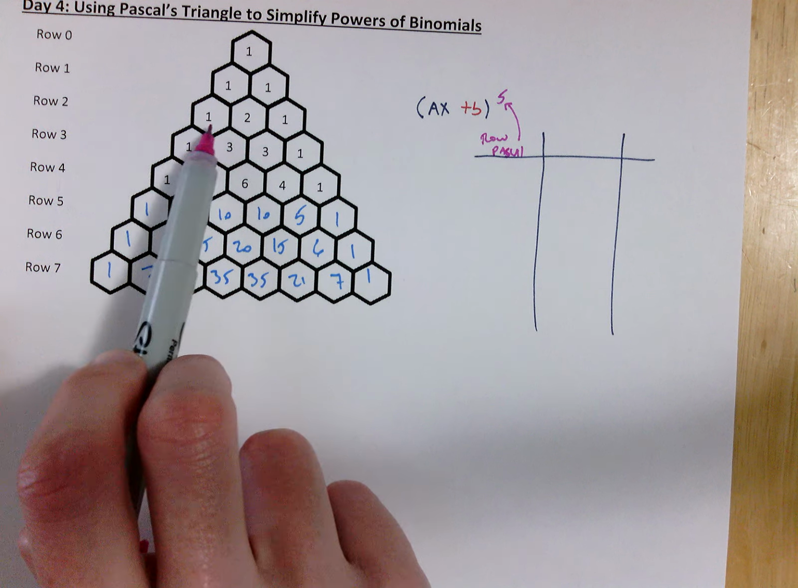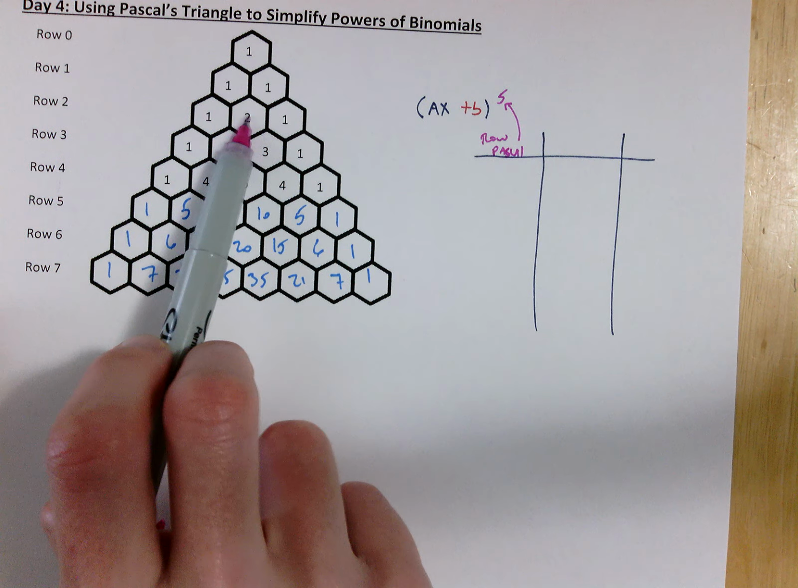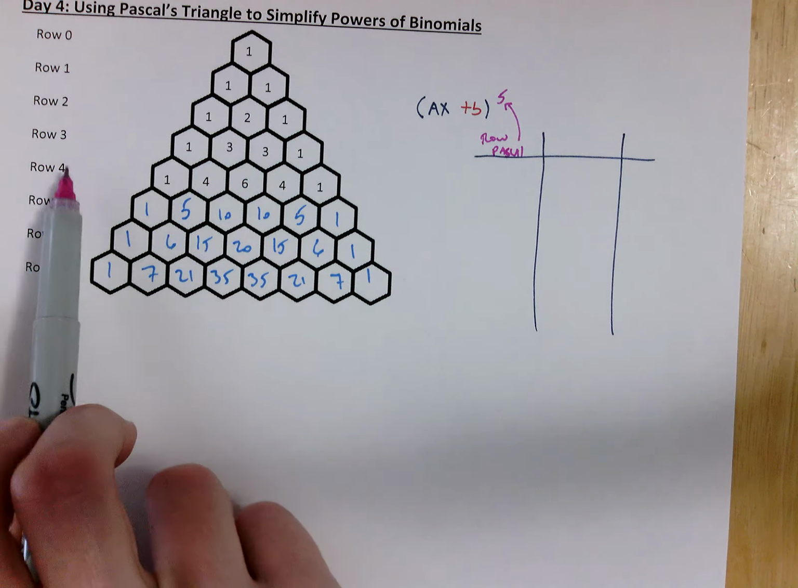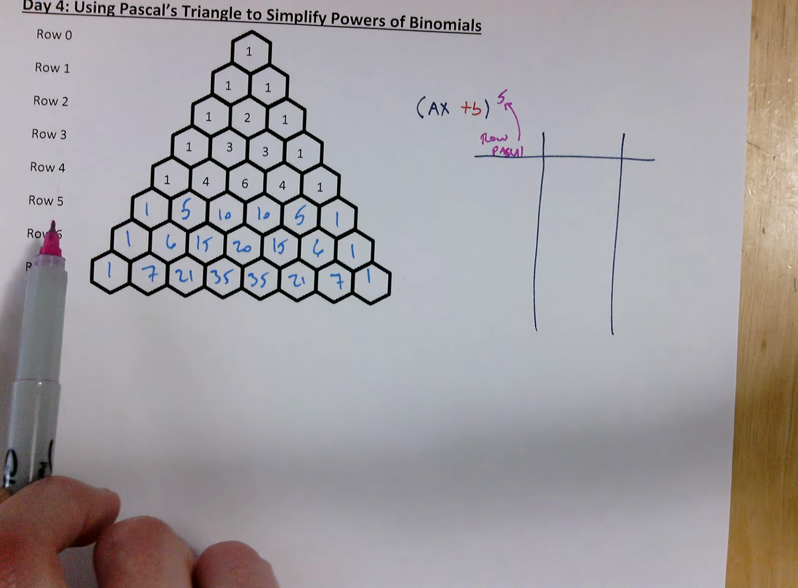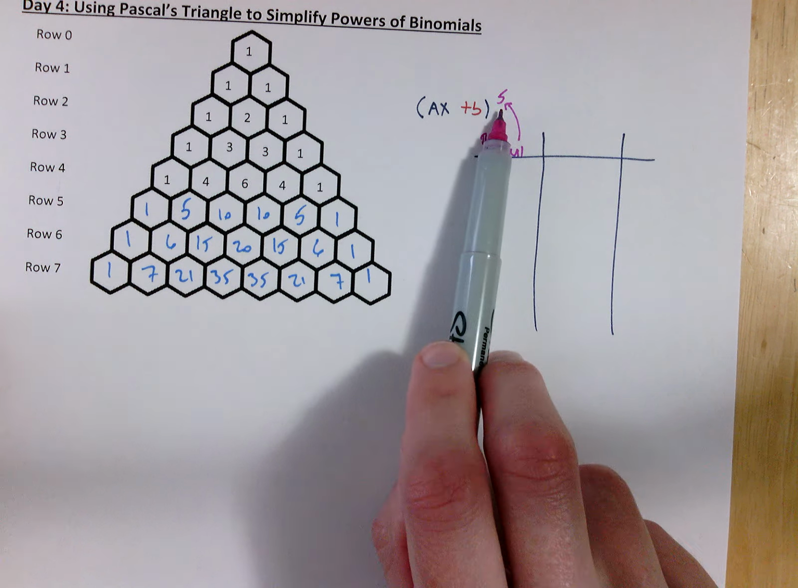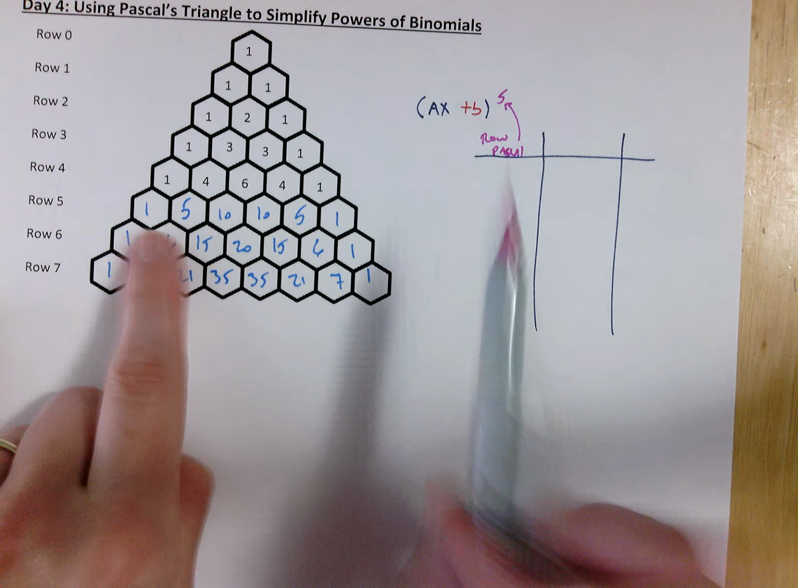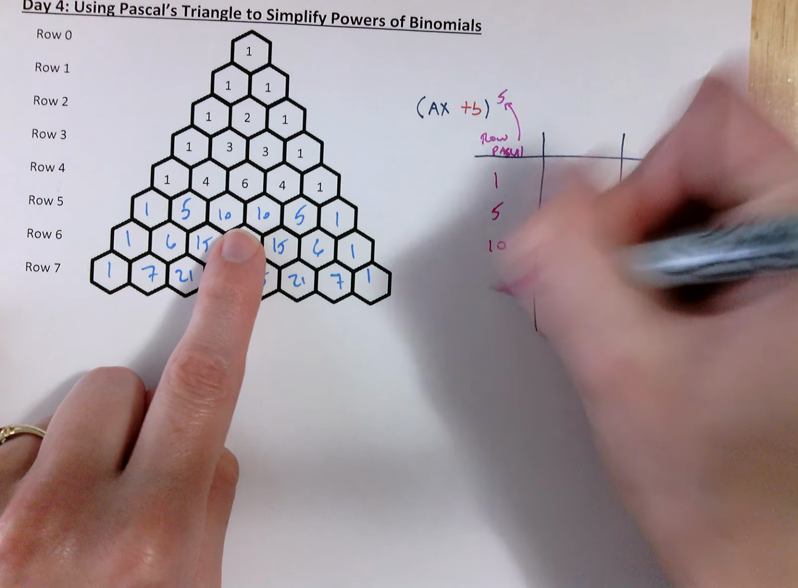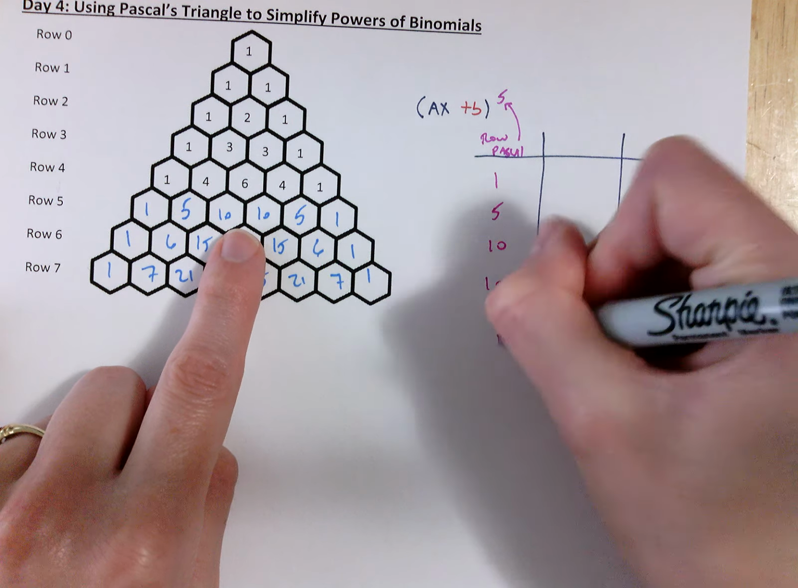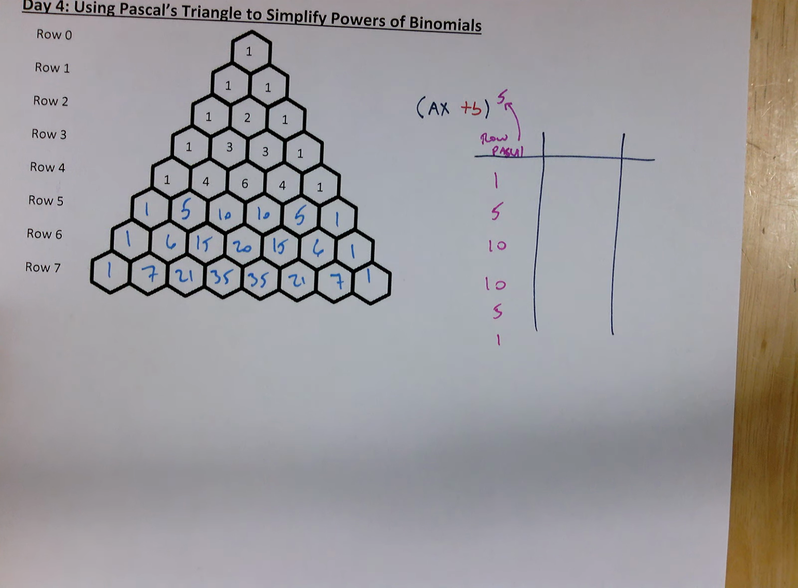Okay, and the nice thing about that is that row 2 is the one with the 2 in it, row 3 has the 3 in it, row 4 has a 4 in it, row 5 has a 5 in it. Okay, so just make sure that you're okay with that. So if we want the row 5 of Pascal's triangle, that's going to be this one. So I'm going to start by just rewriting these numbers in a column like so. Okay, so that's the first thing that you're going to start with.